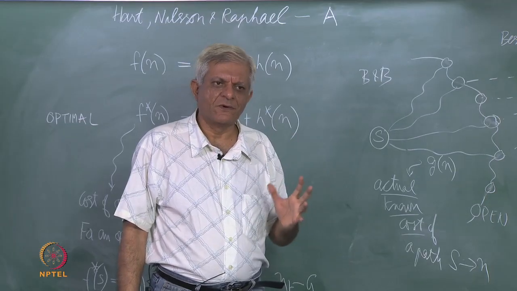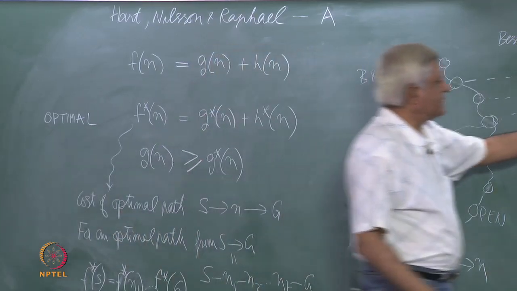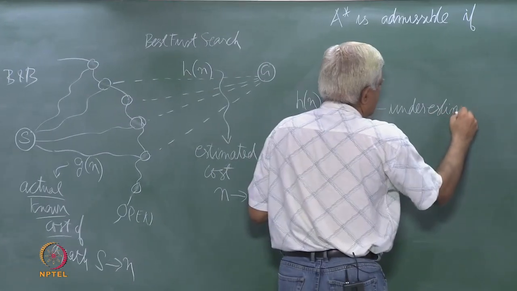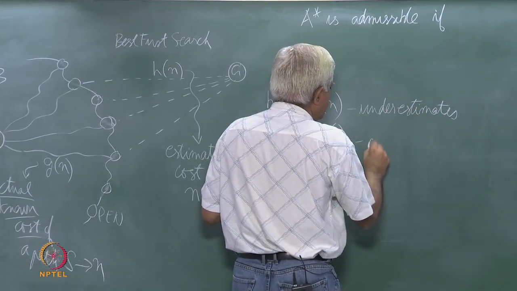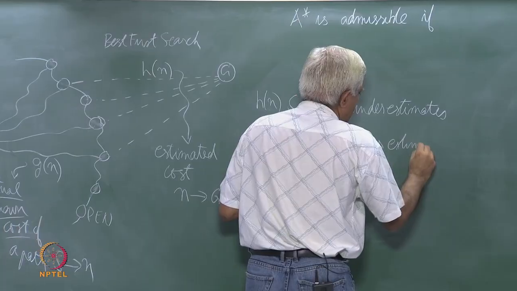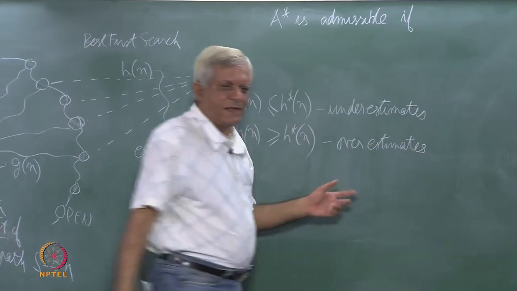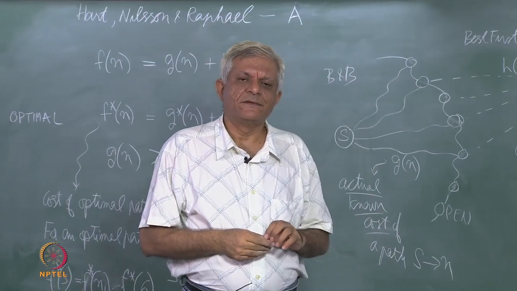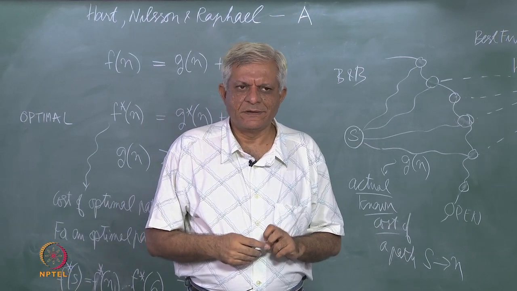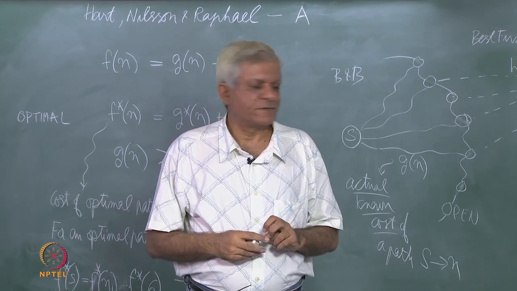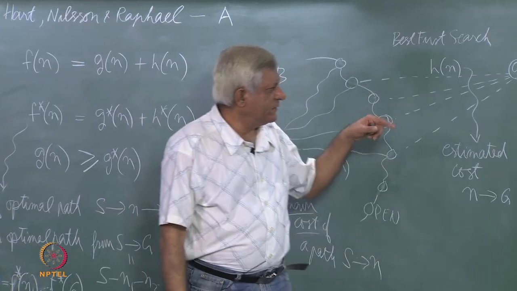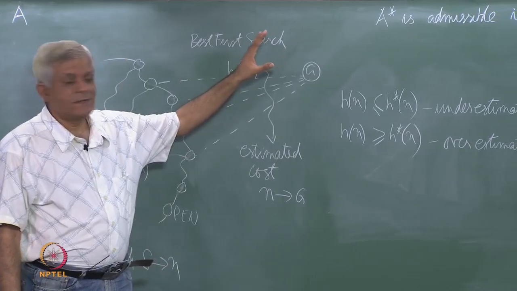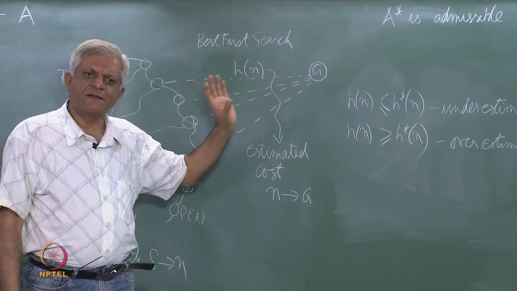What should my heuristic function do? This one underestimates, and this one overestimates. I am making a claim, and this claim we will show more formally probably in the next class, that if I choose the right condition here, then the algorithm A star becomes admissible, and by admissible we mean it will find you the optimal cost path.